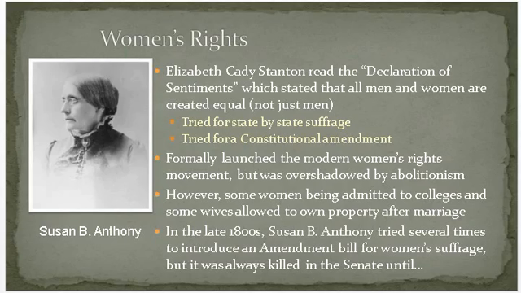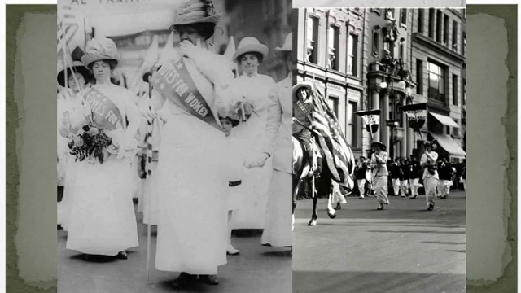So in the late 1800s, so much later after the Seneca Falls Convention, Susan B. Anthony, who you've probably heard of, tried several times to introduce an amendment bill for women's suffrage, or letting women be able to vote. But it was always killed in the Senate, which meant they just kept shooting down the idea for it. So how did they get that changed? They used their rights. Like you see in these pictures, you can see women exercising their rights. I know they just look like they're dressed in funny clothes. What they're doing is they're protesting. They're using their right to petition, their right to assembly, and their freedom of speech to talk about how they think they should have the right to vote.